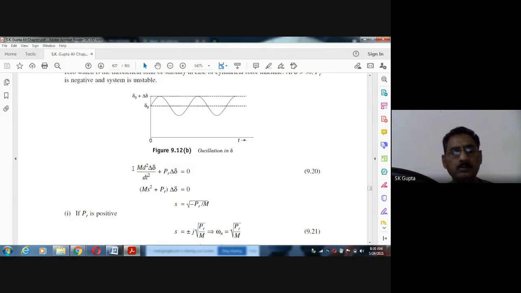Why can we take the Laplace to solve this equation? This is a second order differential equation. We can solve it by the Laplace because we assume a linear system. Laplace is applied to the linear system. Otherwise there is a technique for solving non-linear equations, and since we assume it is linearized, we can take the Laplace of this. d by dt is s, so d square by dt square you can write as s square. This delta here and del delta here is taken out. This is the PR synchronizing coefficient.